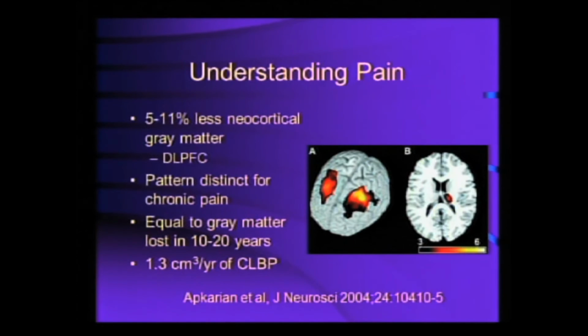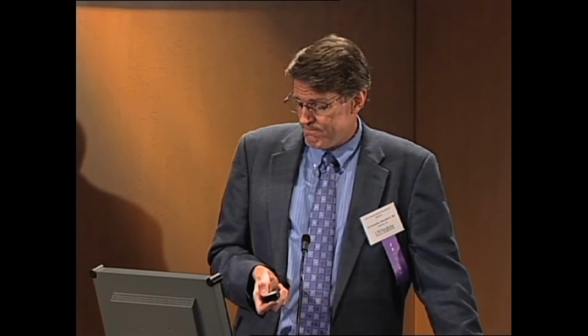What they found is there is discrete atrophy in a distinct part of the neocortex associated with chronic low back pain. They found 5 to 11% less neocortical gray matter in the dorsolateral prefrontal cortex. This is a pattern very distinct in chronic pain patients, and it's equal to the amount of gray matter one might lose in 10 to 20 years of aging just by having chronic pain. So you go back to the discography, does surgery work, the whole thing, you take the disc out, you're not really changing the brain.